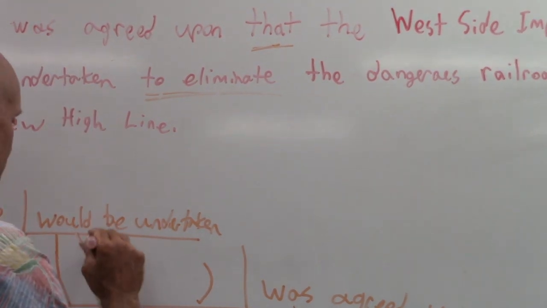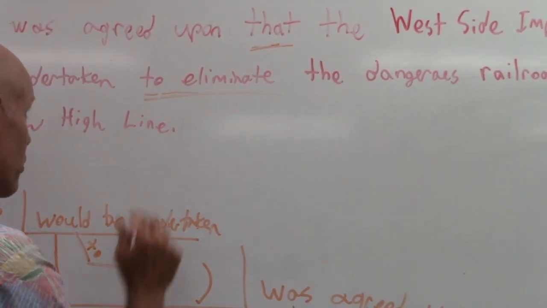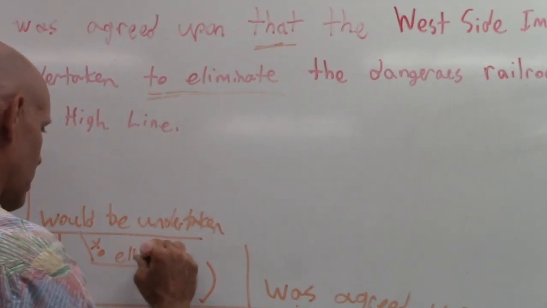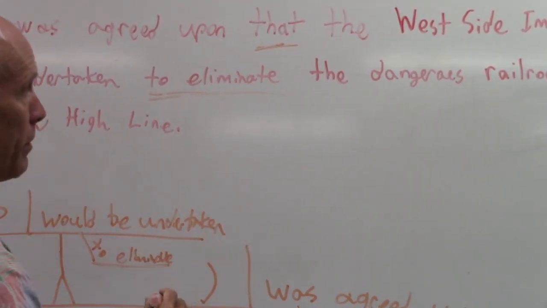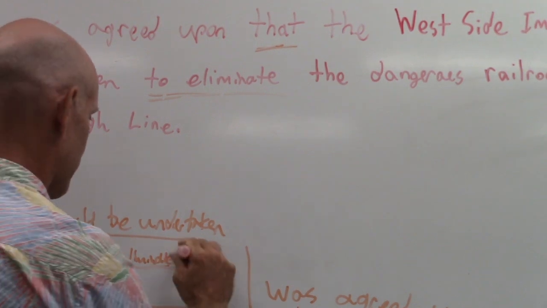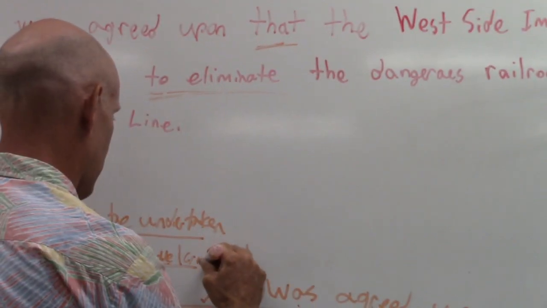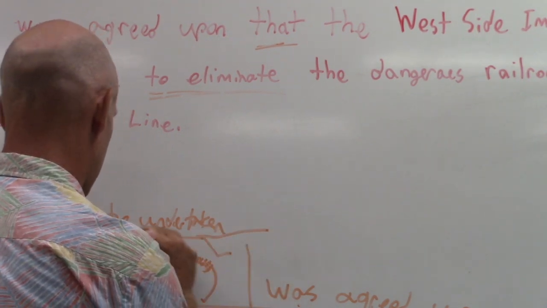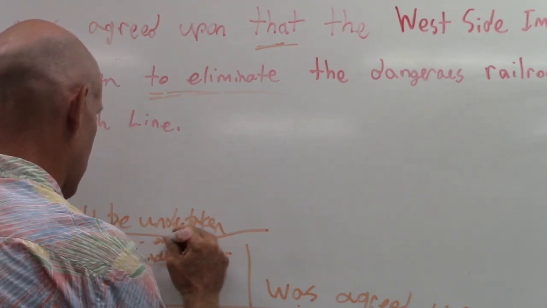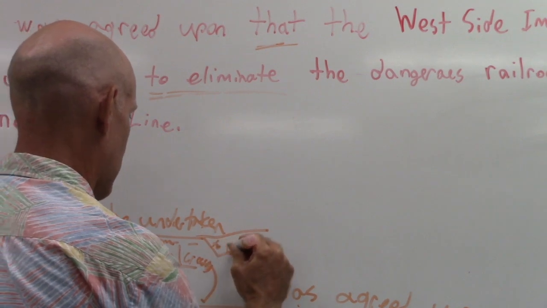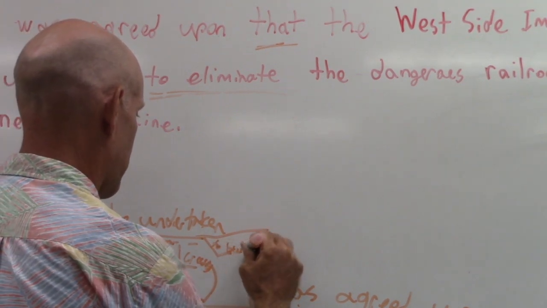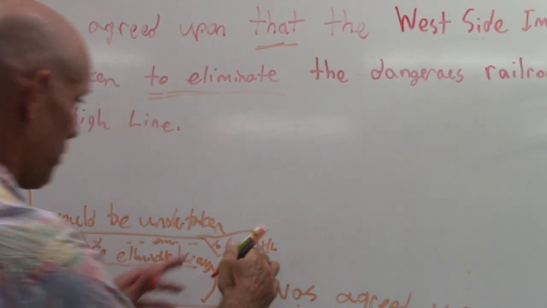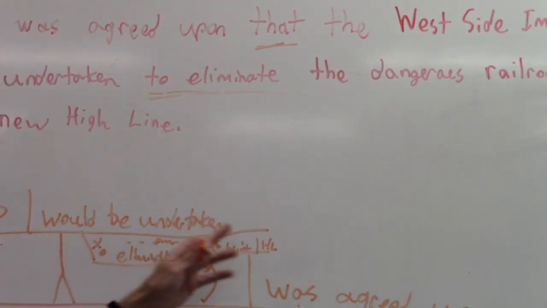Why is it going to be undertaken, dude? Because it's to eliminate the crossings and to build a new line. Some abbreviating going on here because I ran out of little space here.